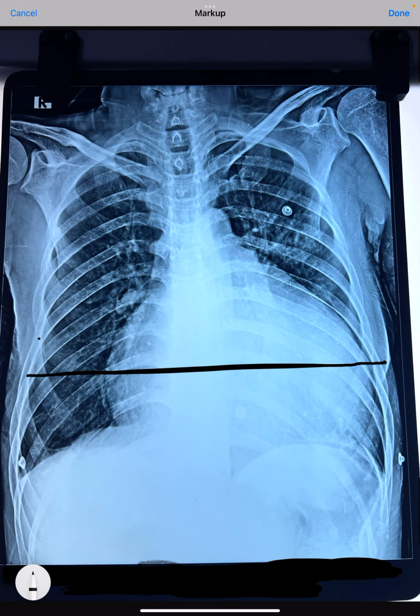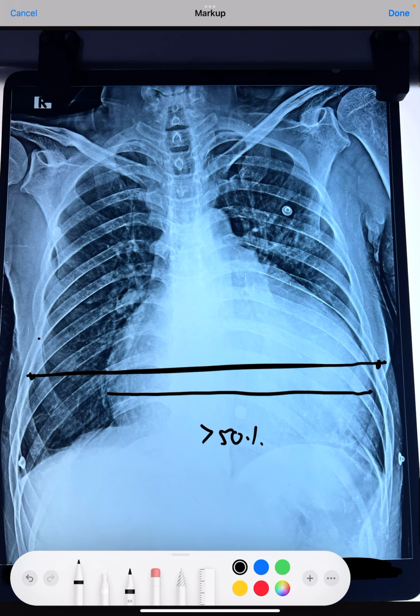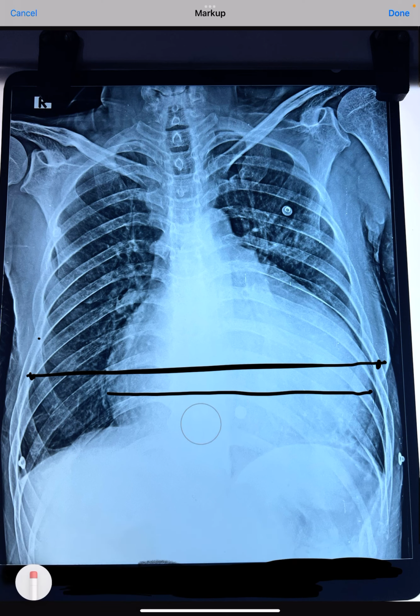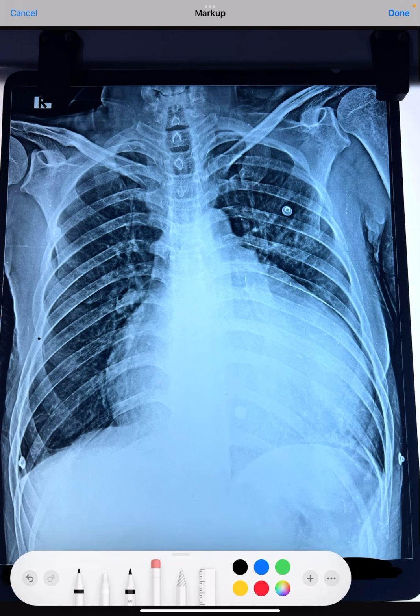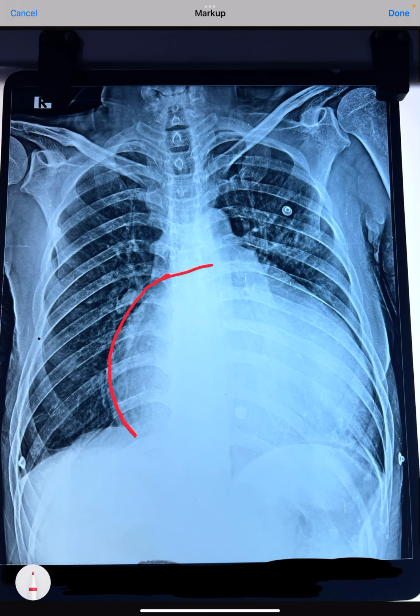So this is the transverse diameter of this chest, considering the inner part of the ribs, and this is the cardiac shadow. It is more than 50% of the internal diameter of this inter-rib distance. Now, what we can really appreciate is this globular shadow of the heart.